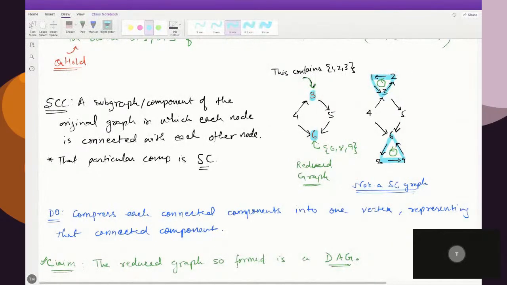Sachin is saying it is true. The compressed version will always be a DAG if it's not strongly connected. Even if it is strongly connected, it will be compressed to one node, and we can still call one node a DAG. So in that sense, yeah. But if you don't want to call one node a DAG, then okay, maybe not.